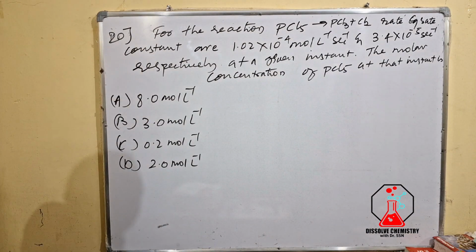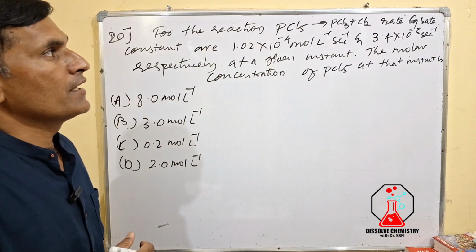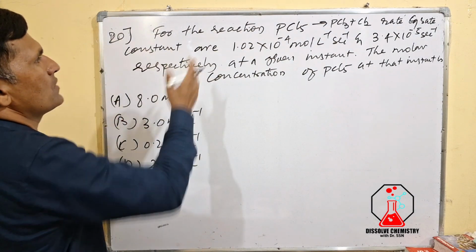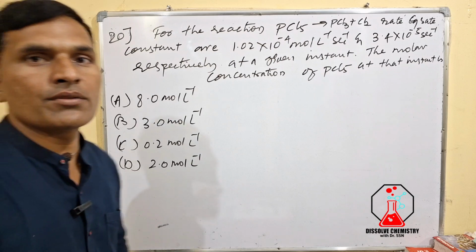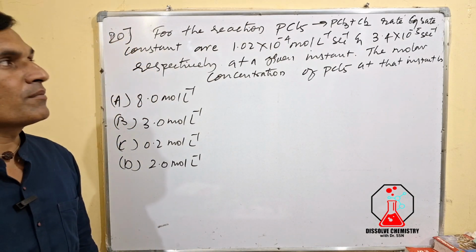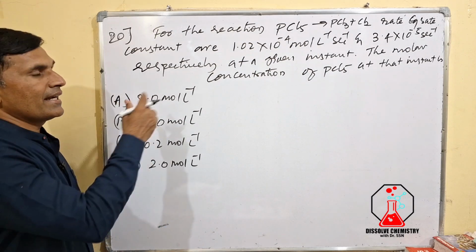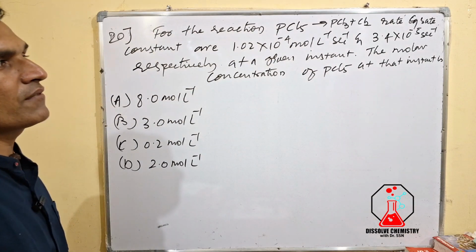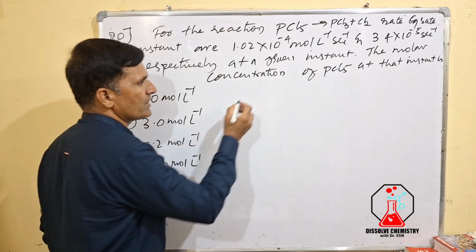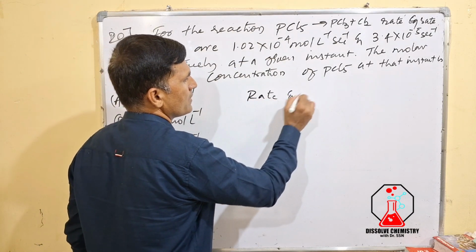The question is for the reaction in which PCl5 undergoes dissociation to give PCl3 and Cl2. The rate and rate constant are 1.02 into 10 to the power minus 4 mole per liter per second and 3.4 into 10 to the power minus 5 per second respectively. At a given instant, what is the molar concentration of PCl5? You are given the rate as well as the rate constant K.